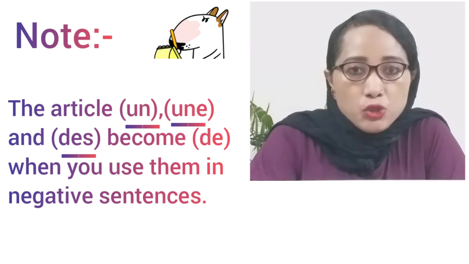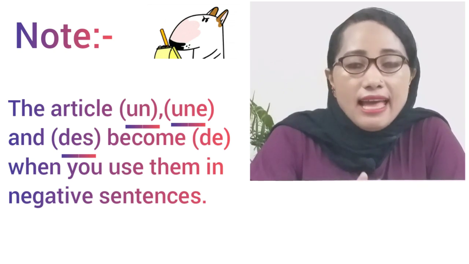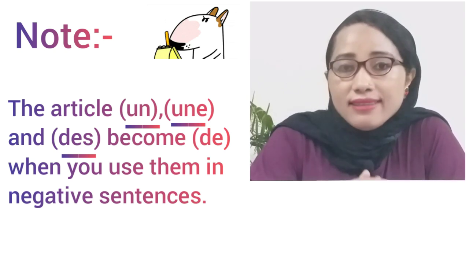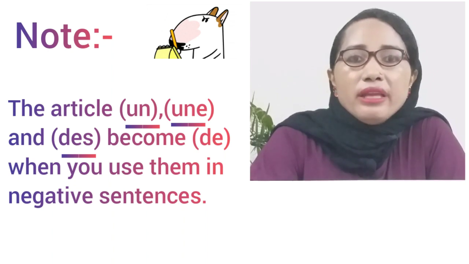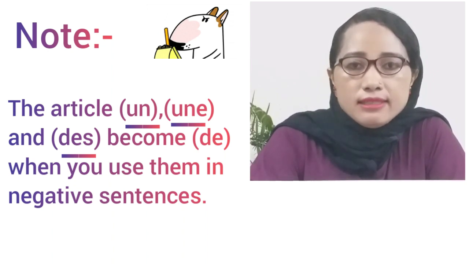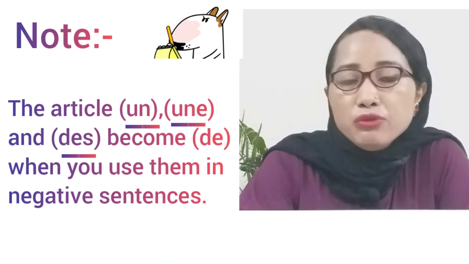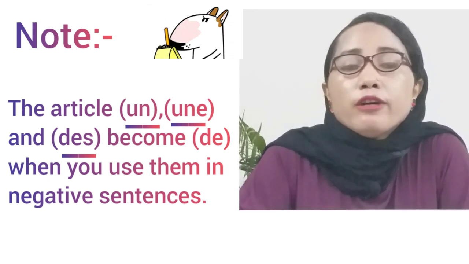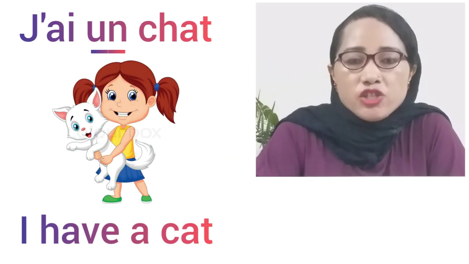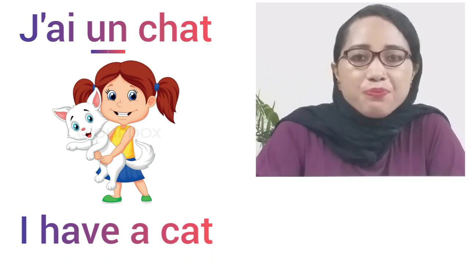So here we are. Here is the most important part of our video. Please note that the articles un, une and des become de when you use them in a negative sentence. I'm going to give you some examples which will help you to understand it better. For example, j'ai un chat. I have a cat.